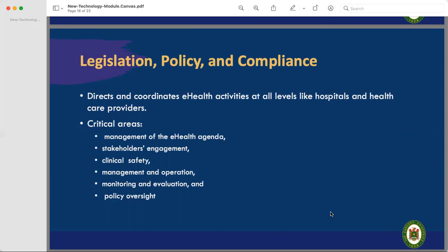it includes all legislation and policy that would support direction and coordination of e-health activities. And these legislation, policy, and rules must bring into light these critical areas as well, that are the same critical areas for governance.